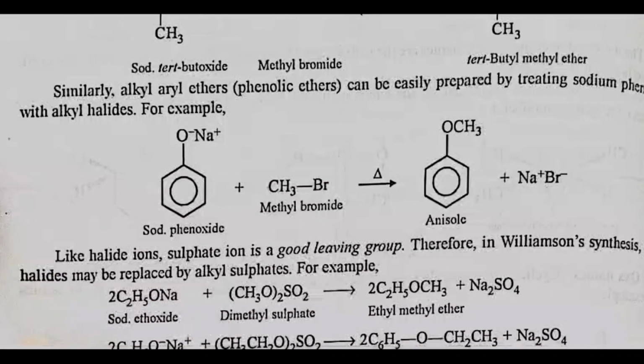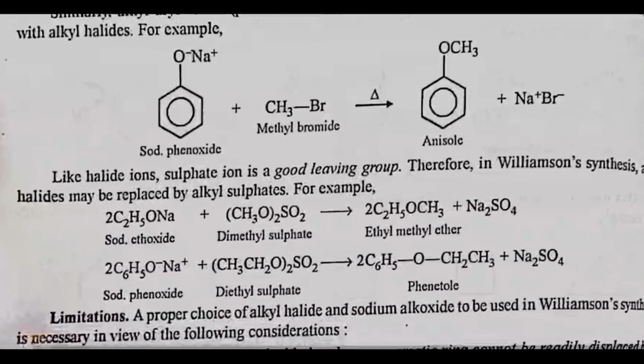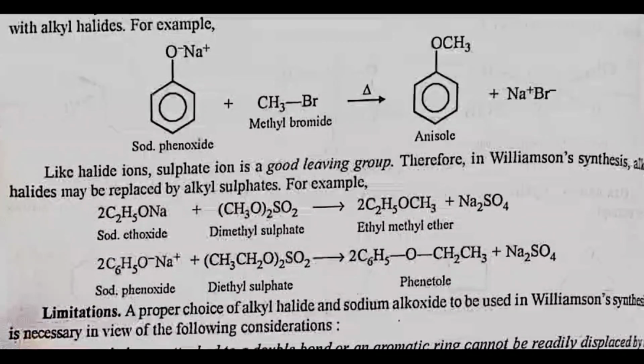Similarly, alkyl aryl ethers, that is phenolic ethers, can be easily prepared by treating sodium phenoxide with alkyl halides. For example, sodium phenoxide plus methyl bromide gives anisole plus Na+ Br-.